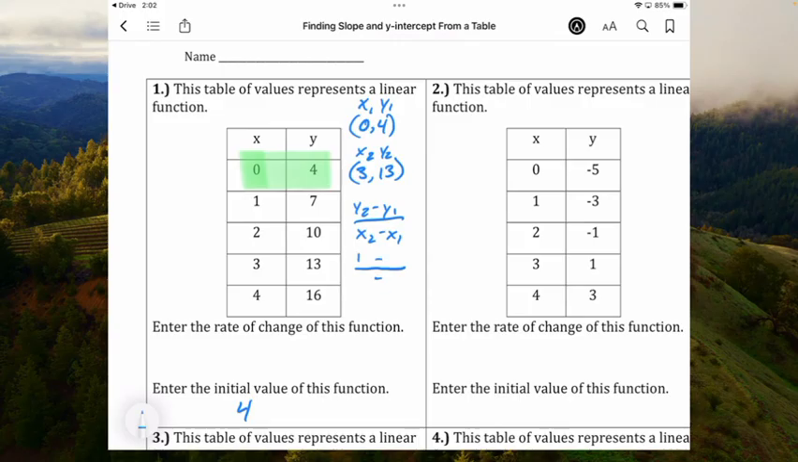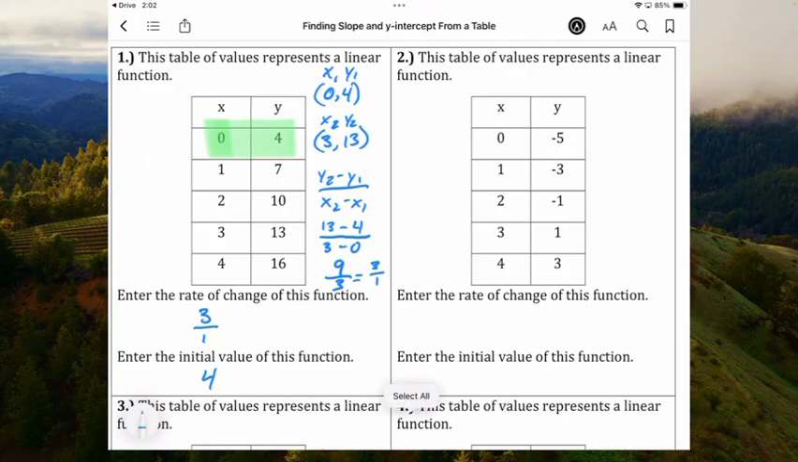y2 is 13, y1 is 4, x2 is 3, x1 is 0. 13 minus 4 is 9, 3 minus 0 is 3. 9 over 3 simplifies to be 3 over 1. So rate of change is going to be 3 over 1. I am going to write an equation for this one also. That equation would look like y equals 3 over 1 x plus 4.